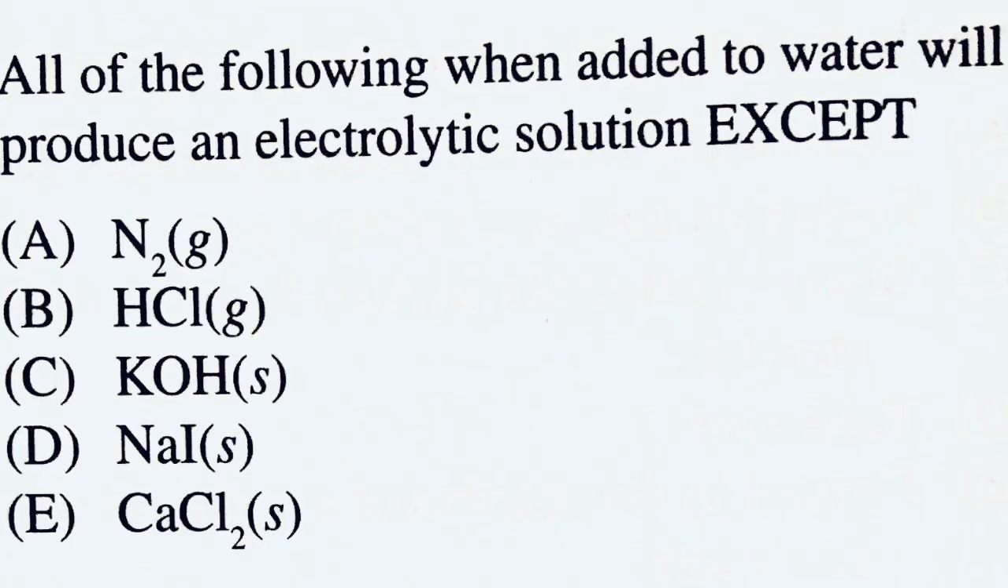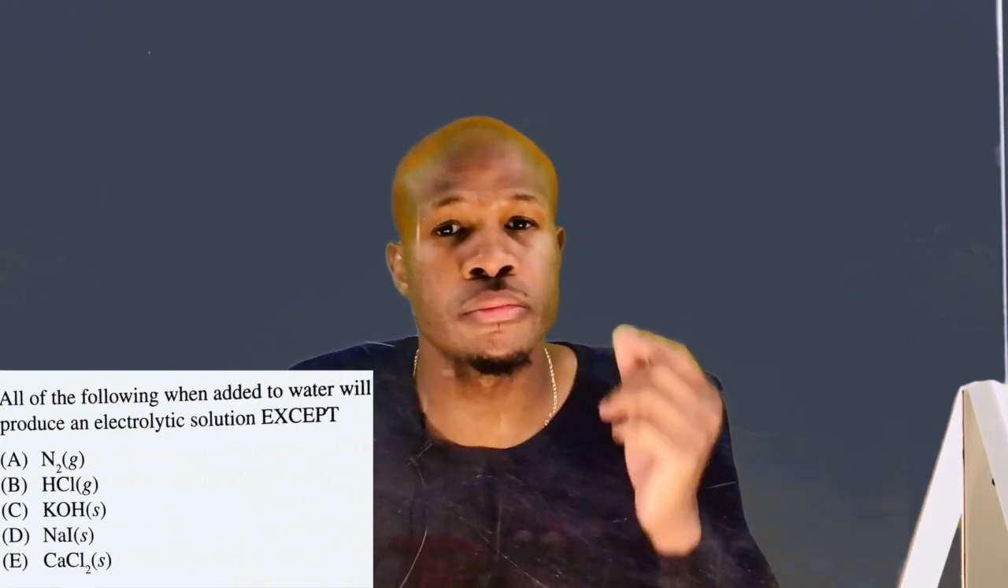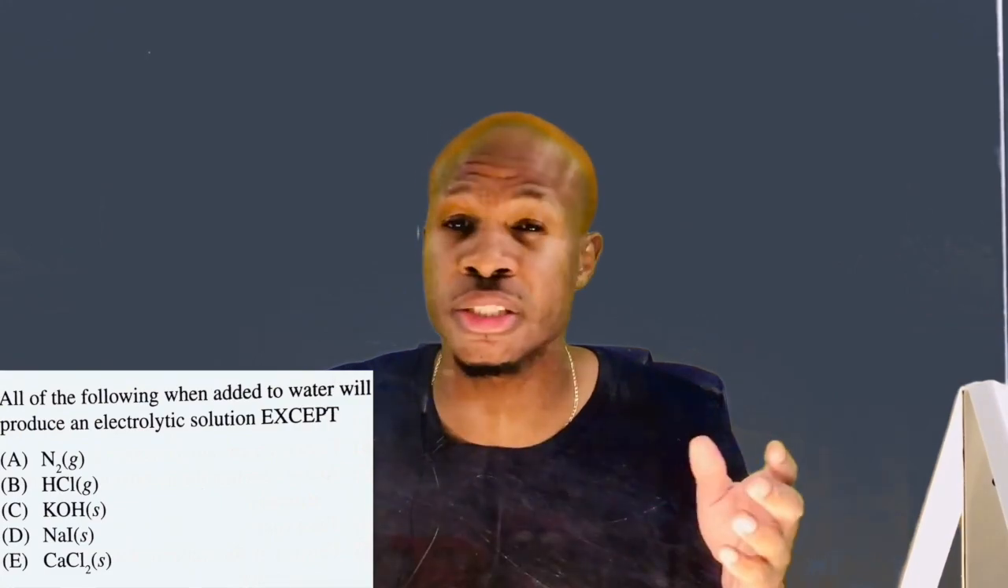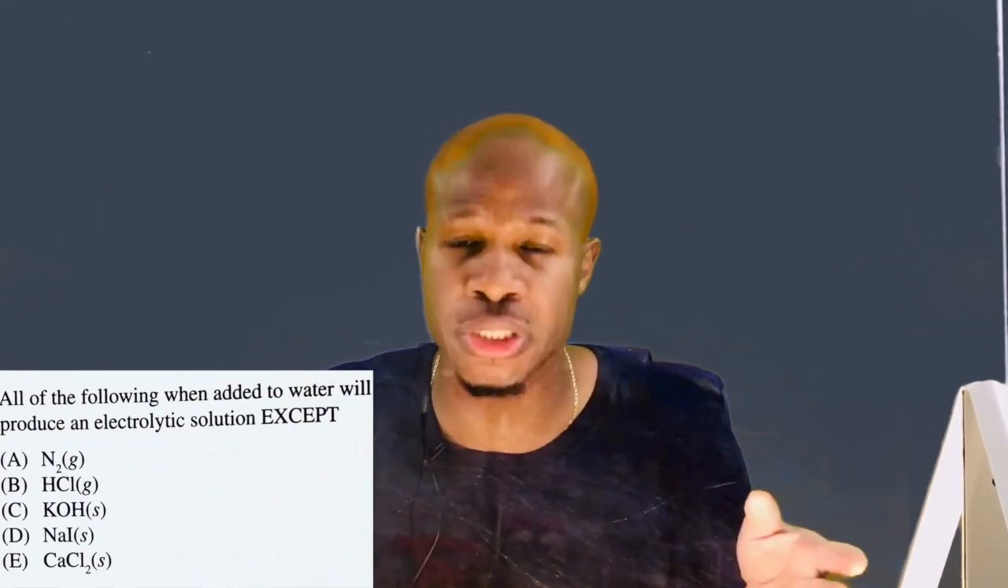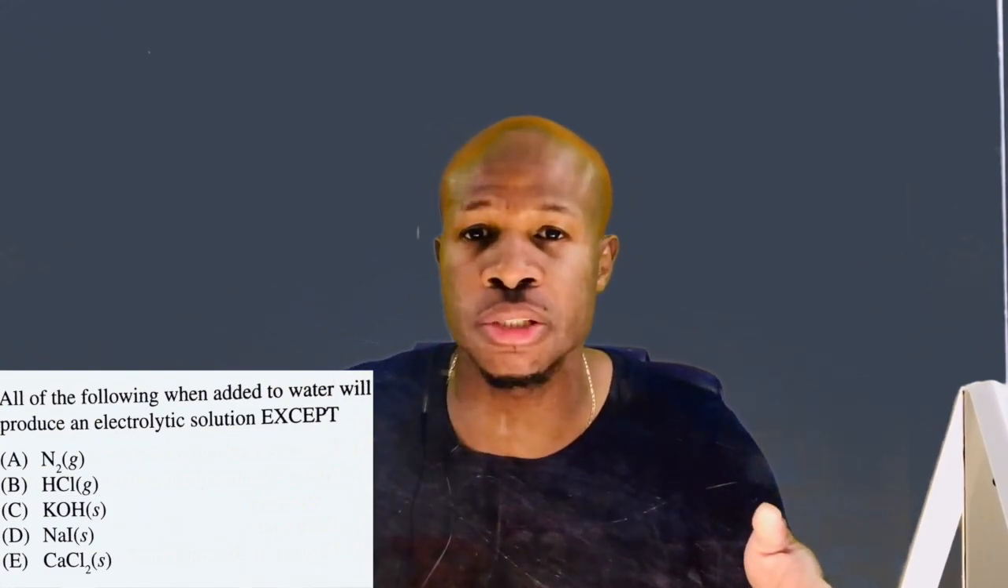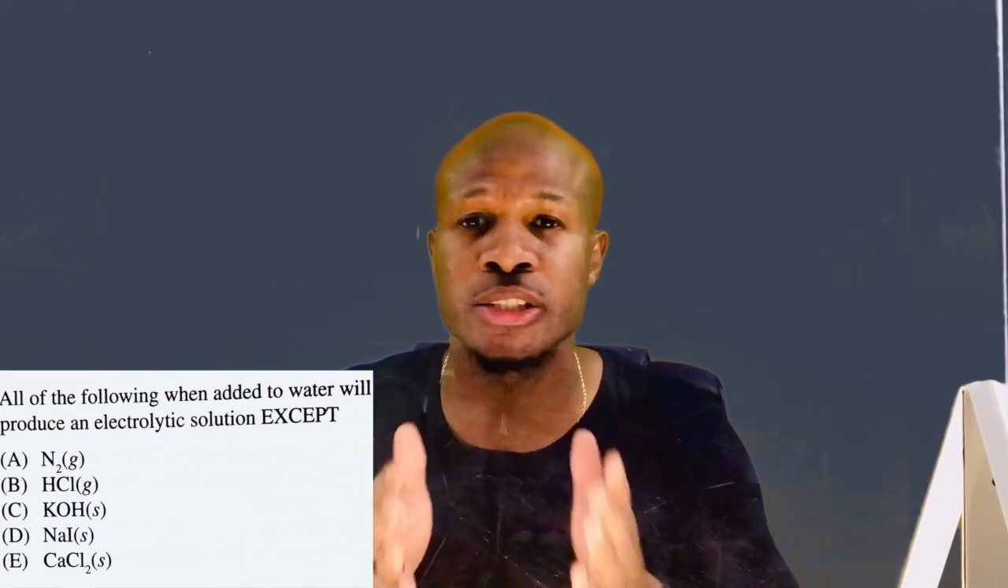Question number 1 states, all of the following, when added to water, will produce an electrolyte solution except... So this should be a very simple question. It's just asking, if I take this chemical and put it in water, will it give me an electrolyte solution? So what's an electrolyte solution? It's just a solution with negative and positive charges. It's called electrolyte because it can carry electricity. That's an easy way to remember what an electrolytic solution is.